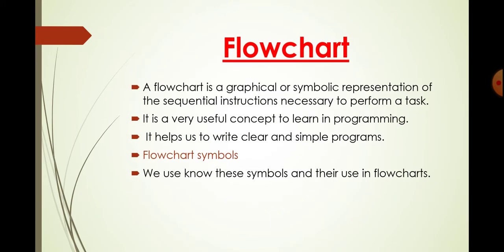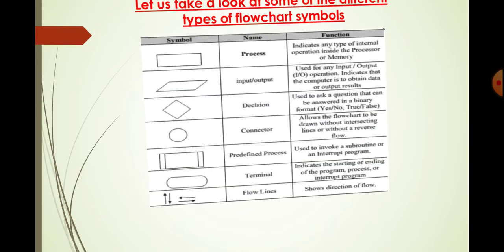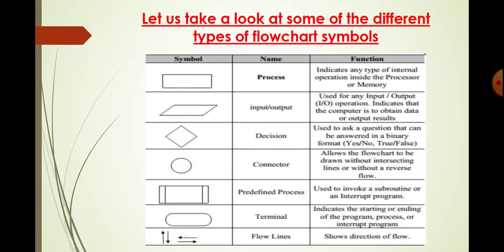Next is our flowchart. A flowchart is a graphical or symbolic representation of the sequential instructions necessary to perform a task. It is a very useful concept to learn in programming. It helps us to write clear and simple programs. Flowchart symbols. We need to know these symbols and their use in a flowchart. Let's have a look at some of the different flowchart symbols.